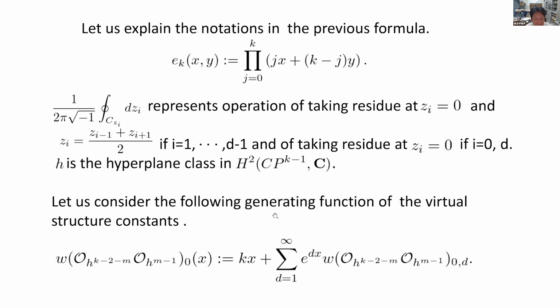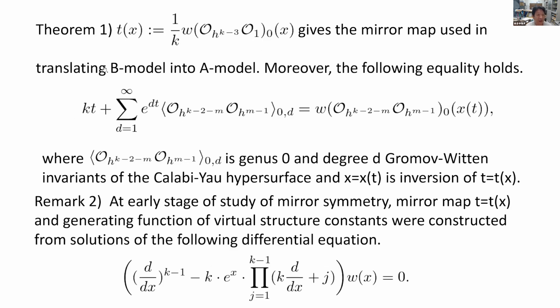Then we consider the generating function of the virtual structure constants. The deformation variable of the B model is given by x. This is the virtual structure constant, so this is some kind of function of x. Then the theorem of ours is that 1 over k times this virtual structure generating function gives the mirror map used in translating the B model into the A model.